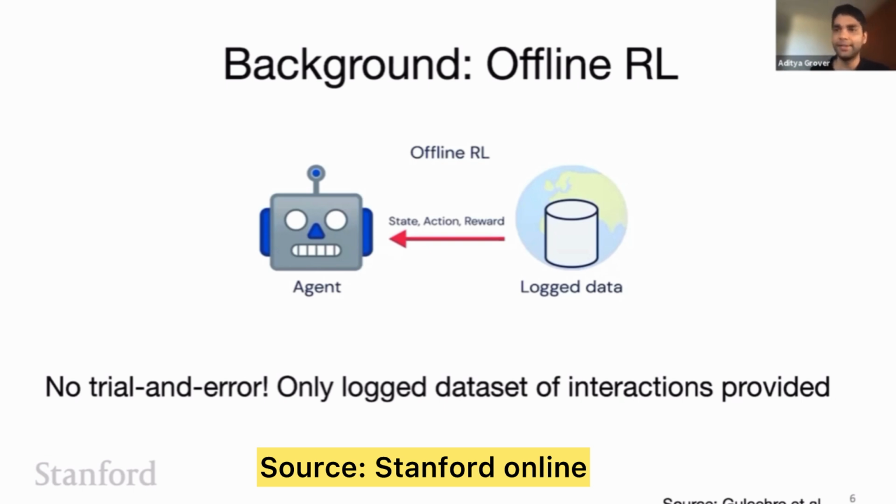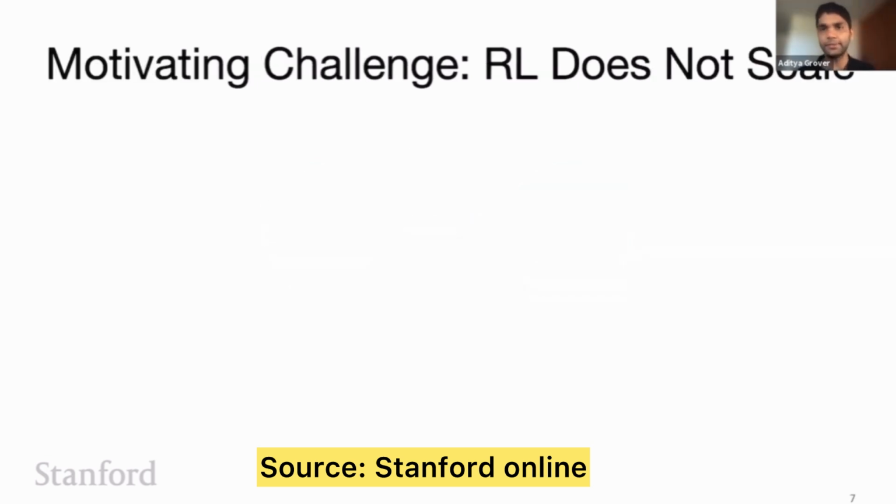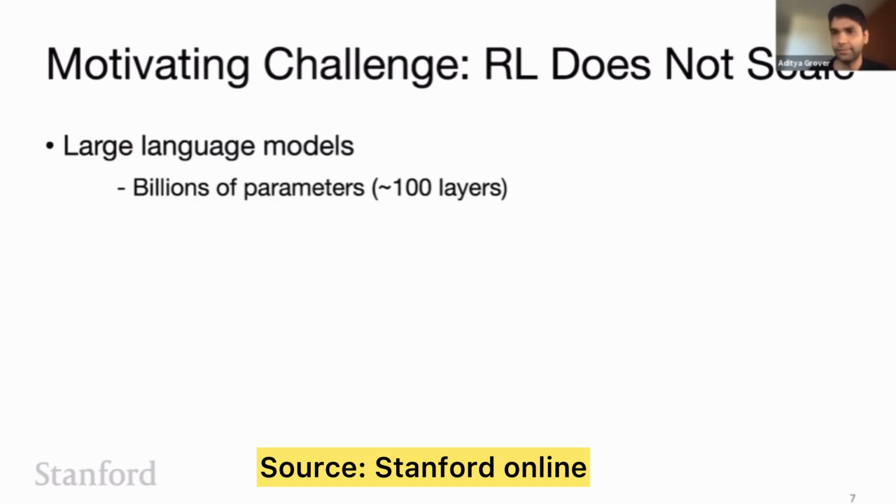Okay, so there's no trial and error component, which is currently one of the extensions of this framework, which will be very exciting. So I'll talk about this towards the end of the talk, why it's exciting to think about how we can extend this framework to include an exploration component and have trial and error. Okay, so now to go more concretely into what the motivating challenge of this talk was, now that we have introduced RL, let's look at some statistics. Large language models have billions of parameters, and today they have roughly about 100 layers in the transformer.